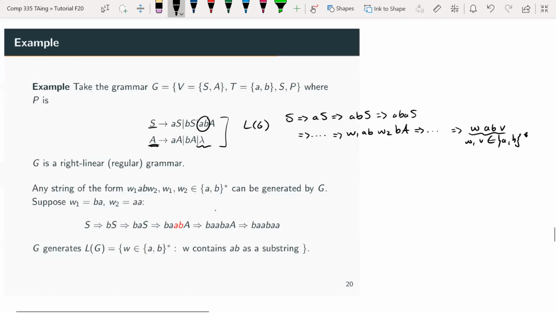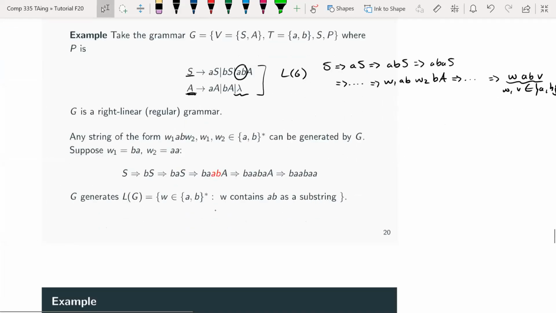Okay. So we see here that any string generated by G is going to have ab as a substring. All right. And so that's why the language generated by G here is the set of all strings w over {a, b} where w contains ab as a substring. Okay.